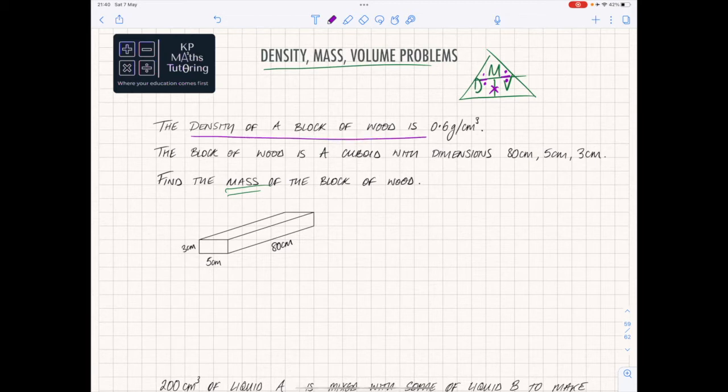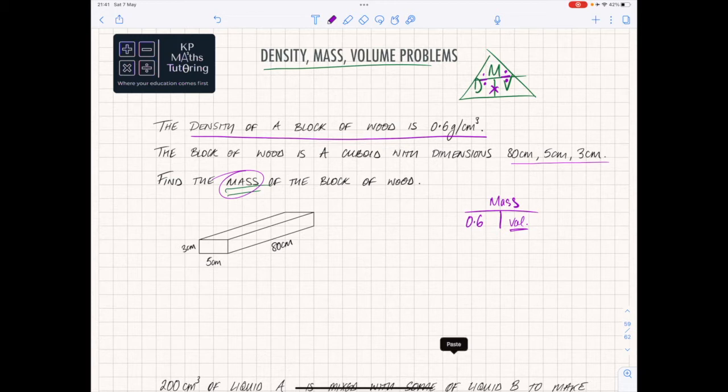The density of a block of wood is 0.6 grams per centimetre cubed. If I look at this formula triangle, I know that density goes in the bottom left, so I've got 0.6. Mass goes at the top, and the mass is actually what I'm trying to find. It's a cuboid with dimensions 80 centimetres, 5 centimetres and 3 centimetres, so this would be the volume down here. In some questions it will just give you the volume and ask you to find the mass straight away. In some questions like this, you need to find the volume first of all.